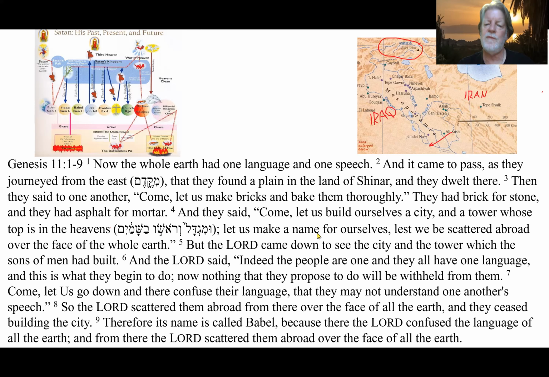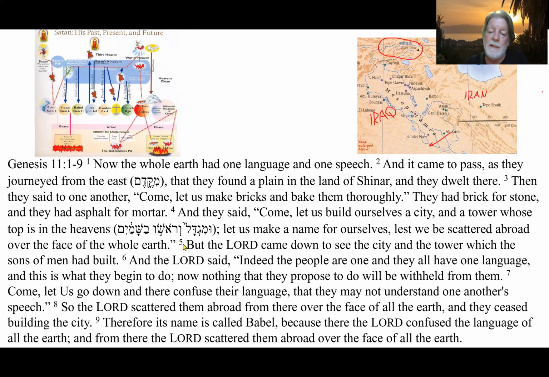"Let us make a name for ourselves," they said, "lest we be scattered abroad over the face of the whole earth." So they are resisting being scattered around. They want to be gathered together. They want to be centralized. They want to be ruled by a kind of singular power. And Nimrod was willing to step into that opportunity.